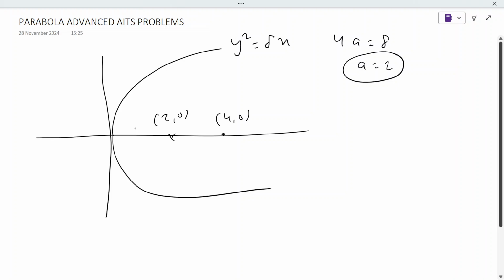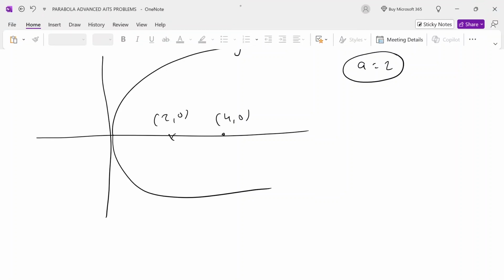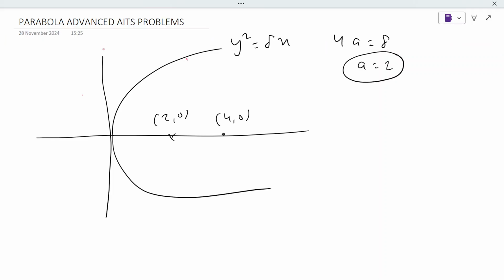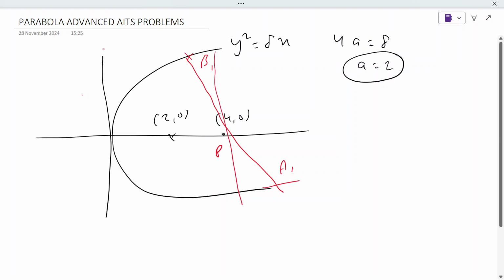From this point, multiple chords are being drawn. Let's draw one chord, and there is a point P. It is intersecting the parabola at points A1 and B1. Let me mark them A1 and B1. Similarly, there is another chord which is intersecting at A2, B2. There is another chord which is intersecting the parabola at A3, B3.